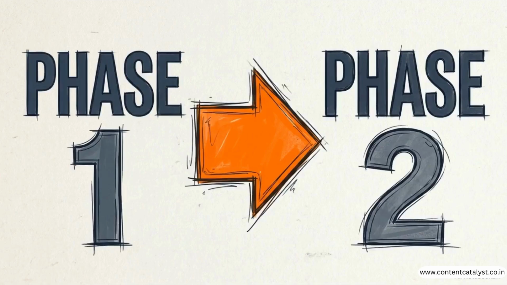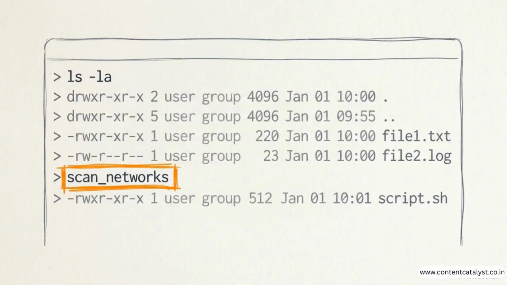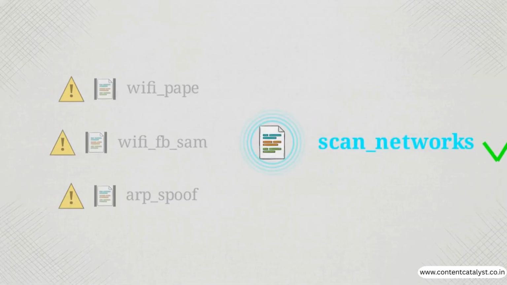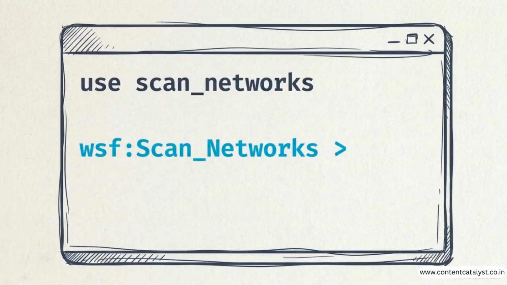Now that we have access, we can move from exploration to execution. We will focus strictly on the Scan Networks module, which is highly reliable and avoids some of the operating system compatibility bugs found in other parts of the framework. This terminal mockup shows our next step. Type Use Scan Networks to load this specific tool into your active prompt.